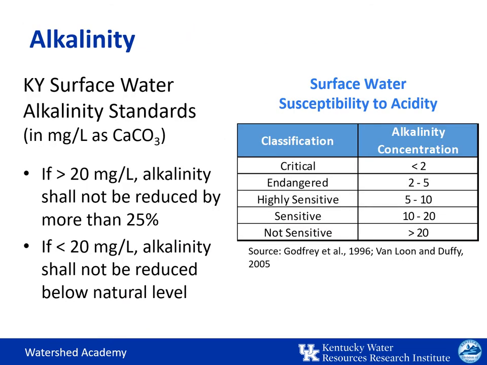Kentucky surface water standards aim to protect minimum alkalinity levels to maintain healthy buffering capacity. Studies have shown that alkalinity levels below 20 are susceptible to impacts from acidity. Therefore, if alkalinity is greater than 20 milligrams per liter, it shall not be reduced more than 25% by dischargers. If the levels are below 20 milligrams per liter, alkalinity shall not be reduced below the natural level.